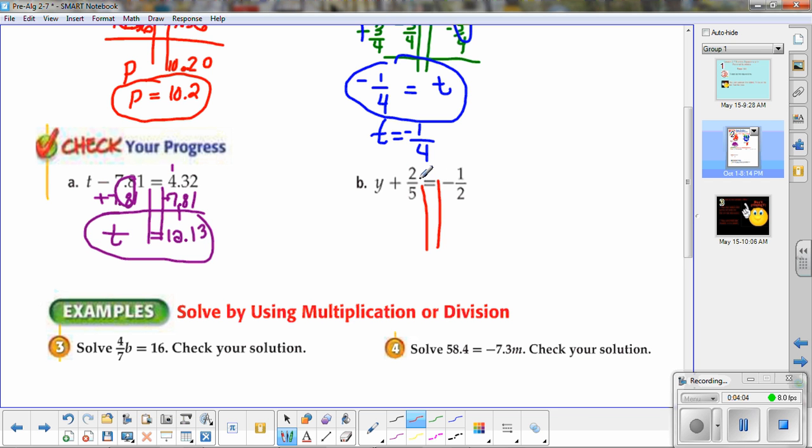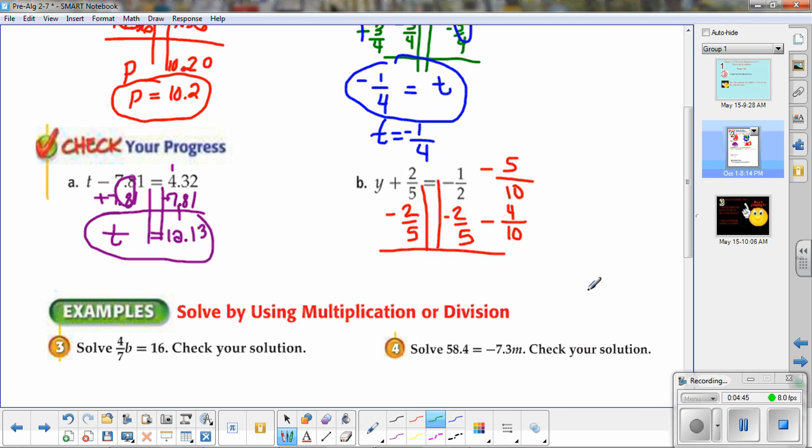Instead of adding 2/5 to both sides, we're going to subtract 2/5. When we're subtracting fractions, though, we need a common denominator, so I'm going to go ahead and rewrite this with a 10 in the denominator. In order to get to 10, we multiplied by 5, so 1 times 5 is 5, and this fraction was negative. And then in order to go from 5 to 10, we multiplied by 2. 2 times 2 is 4, and that's minus 4/10.